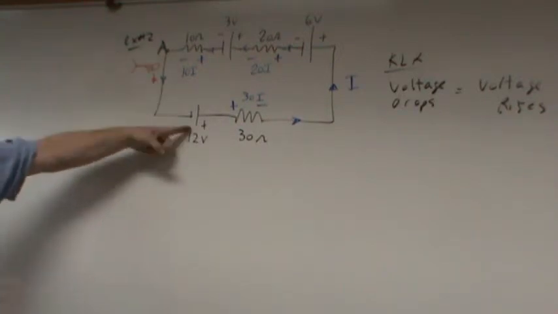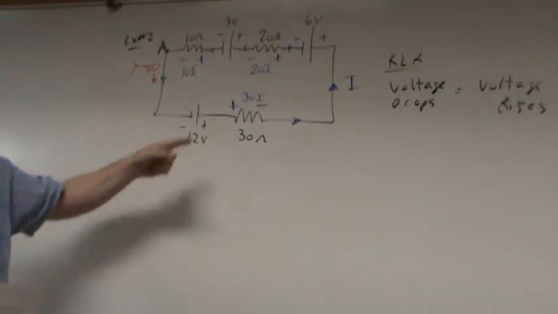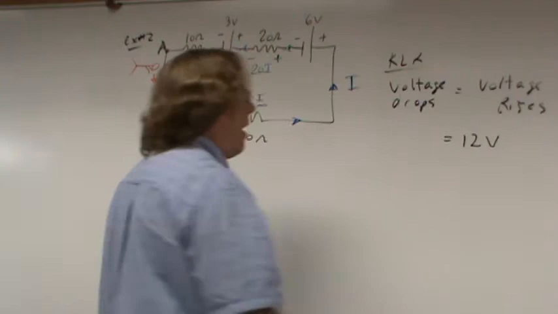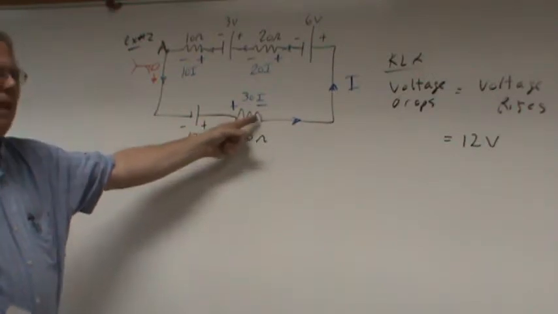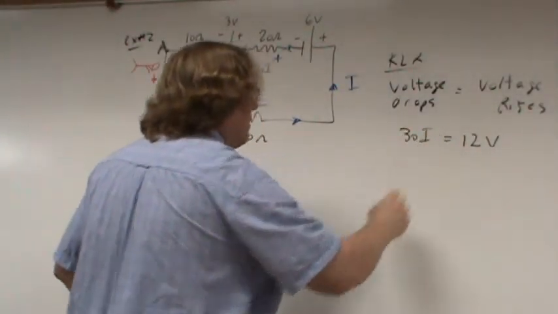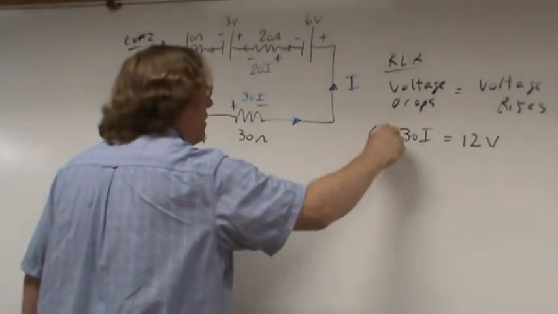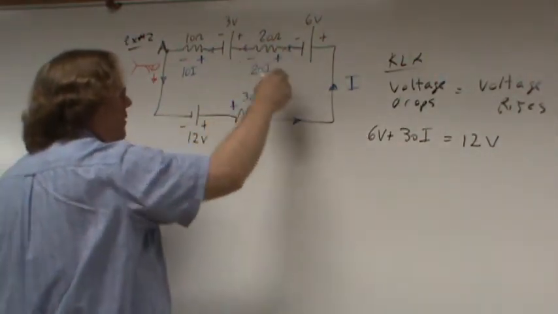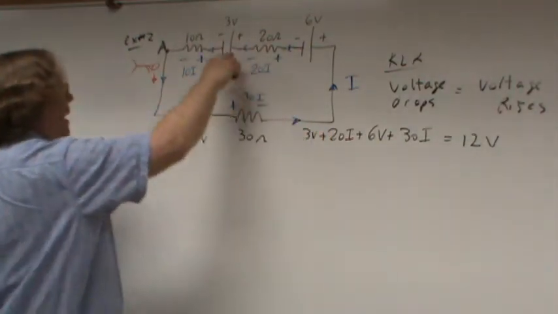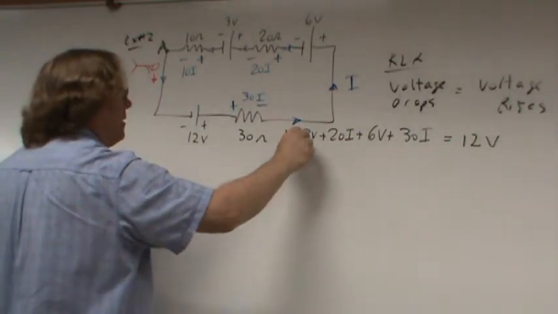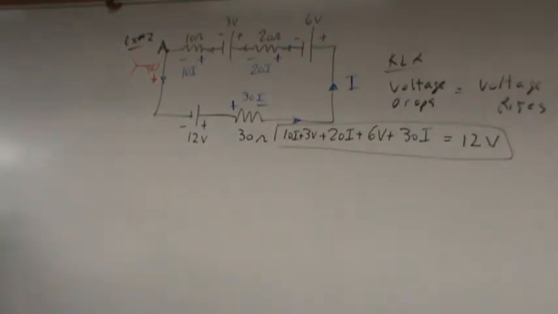He walks and walks, and he gets to here. I hope you see that that's a voltage rise, 12 volts. It's negative, and he gets the positive. That's a voltage rise, 12 volts. He continues, and he gets to here. This is a voltage drop, because he's going from positive to negative, and that voltage drop is 30i. Then he keeps walking, and he gets to here. This is a voltage drop, 6 volts. He keeps walking. This is a voltage drop. That's 20i. And then he keeps walking. That's another voltage drop, 3 volts. And then finally, that guy, 10i. So I'm sorry I'm writing so small, but that's what you got. You got 12 volts on one side, and you got everything else on the other.